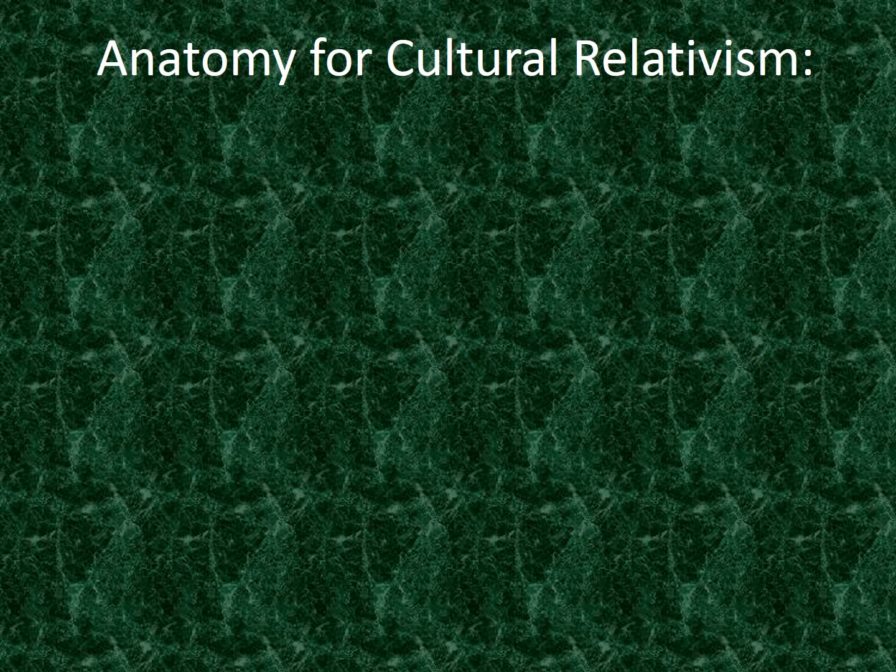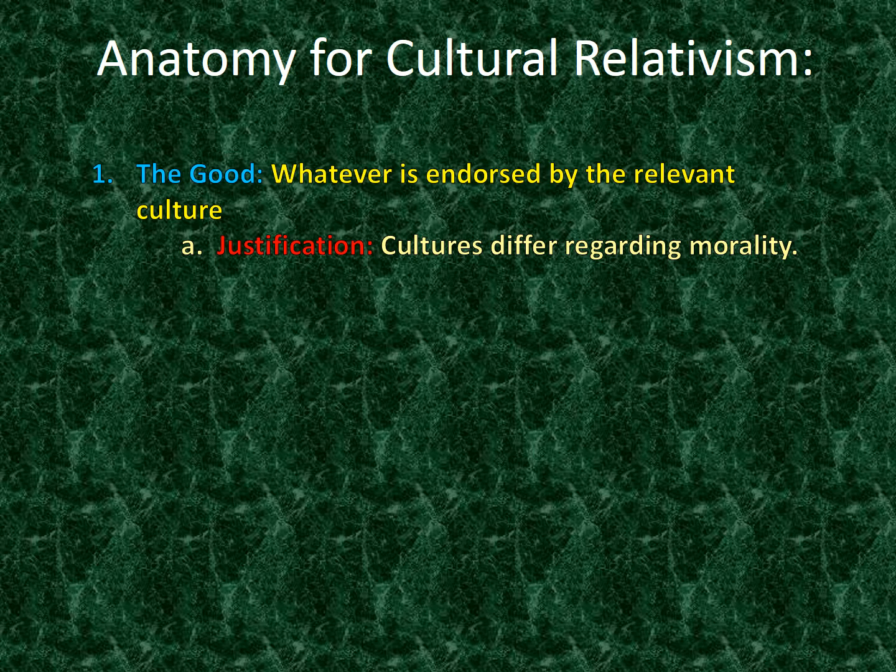For cultural relativism, the anatomy breaks down in this way. The good, according to the theory, is whatever is endorsed by the relevant culture. Now remember that justifications are important in philosophy. The justification that is usually given for cultural relativism is simply that different cultures differ about morality. You might want to ask yourself how strong of a reason or justification this is.